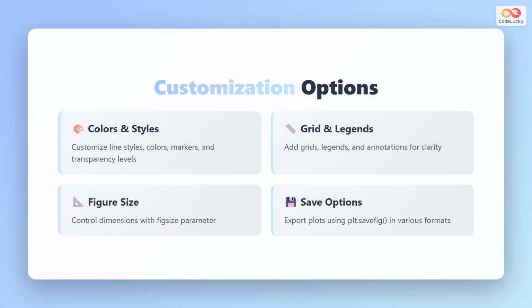Matplotlib offers extensive customization options to make your plots professional and informative. You can customize colors and styles by adjusting line styles, colors, markers, and transparency levels to match your needs or brand. Add grids, legends, and annotations to improve clarity and help viewers understand your data better. Control figure dimensions using the figsize parameter to ensure your plots fit perfectly in reports or presentations. Finally, you can save your plots in various formats using plt.savefig, allowing you to export them as PNG, PDF, or other image formats for sharing and publication.